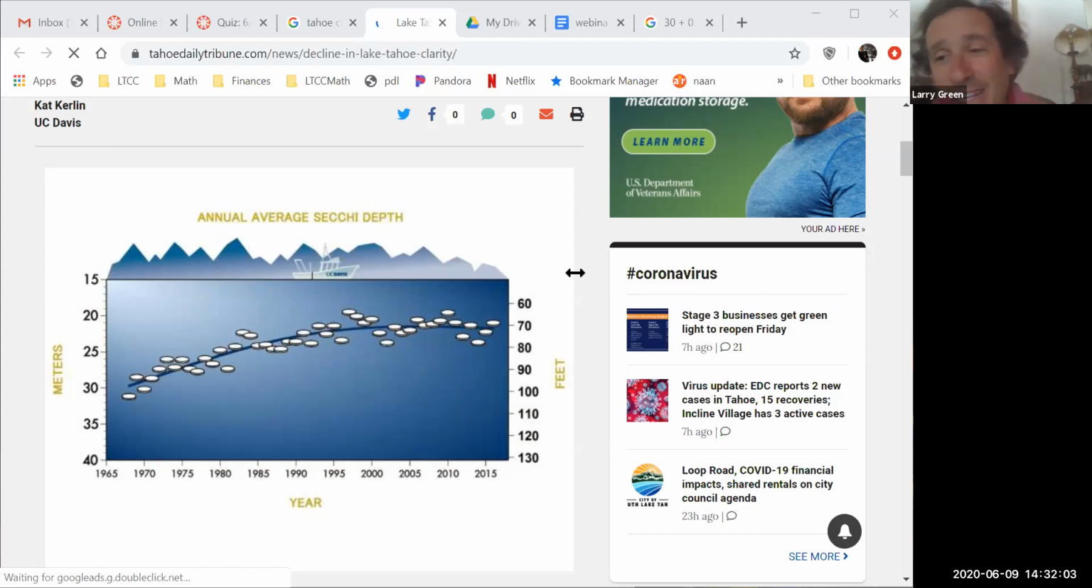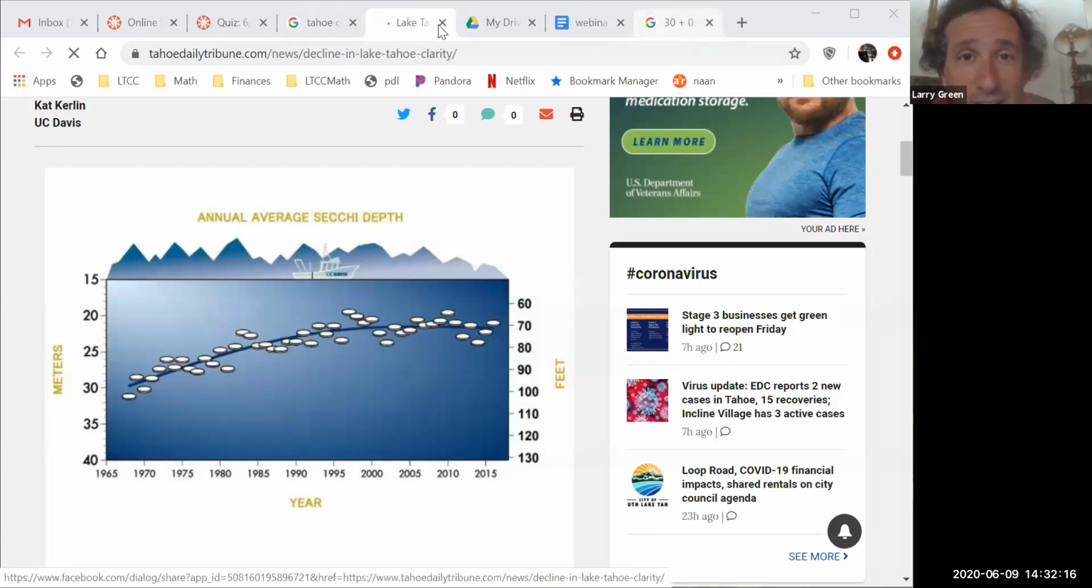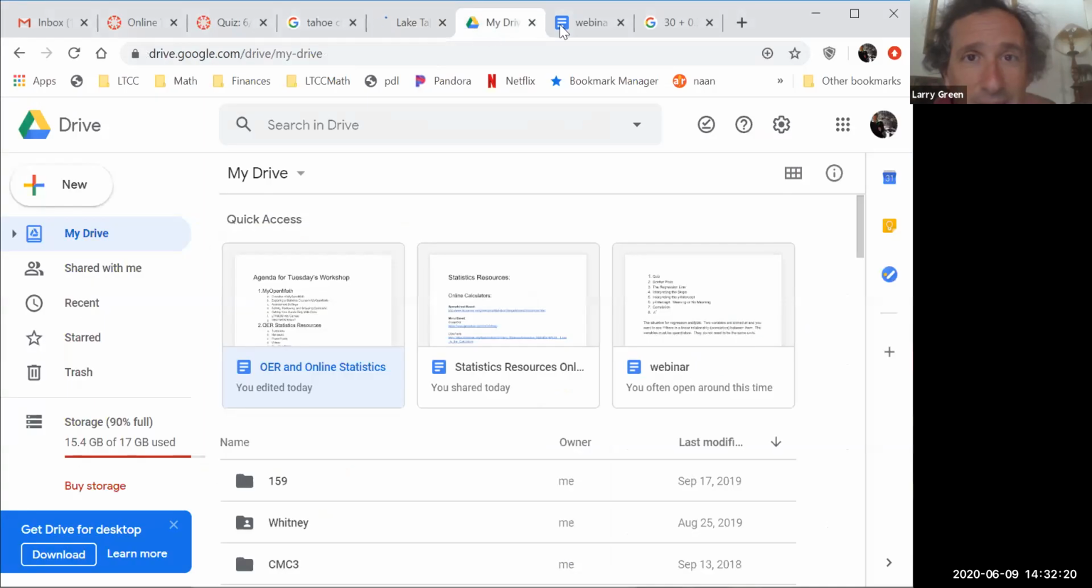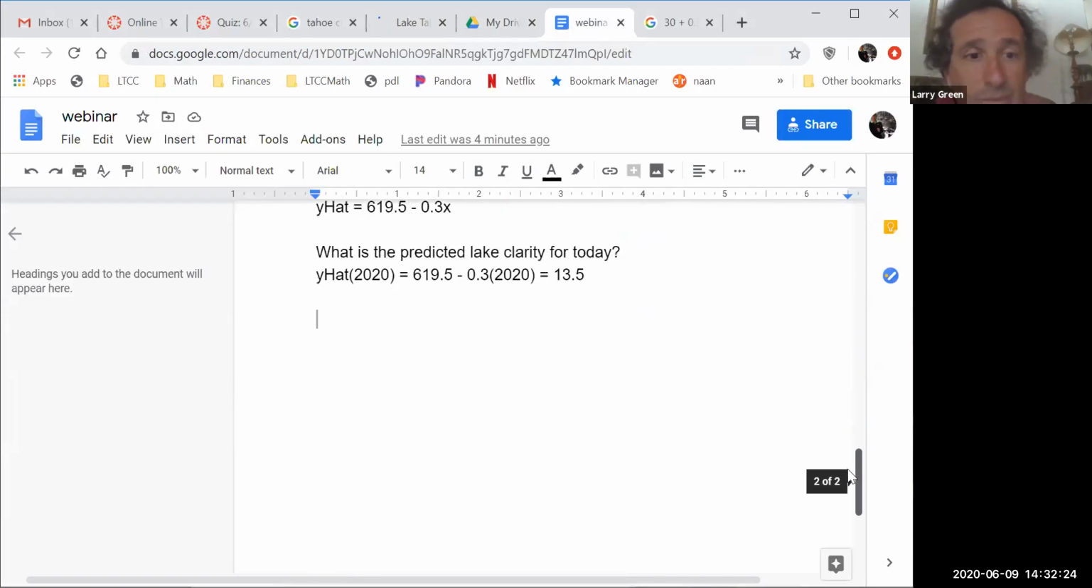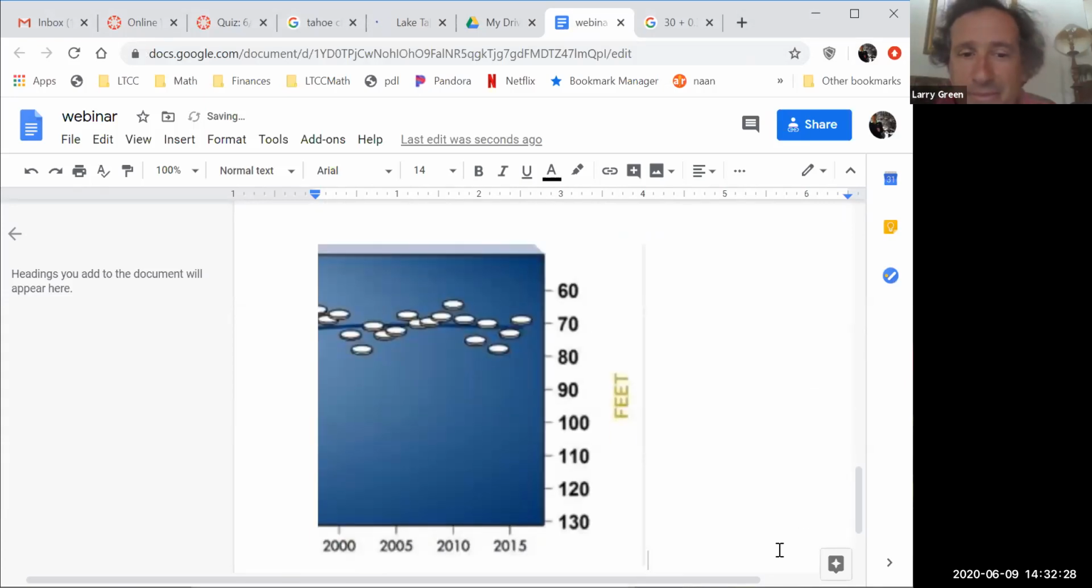Okay, now they do it in feet. Feet on the right, meters on the left. That's just what UC Davis decided to do. And just a second. I know you can't see what I'm doing, but trust me, I'm doing the right thing for this. There we go. So let's look at the current graph. This is for the last 20 years or so. 19, because they don't know this year yet.